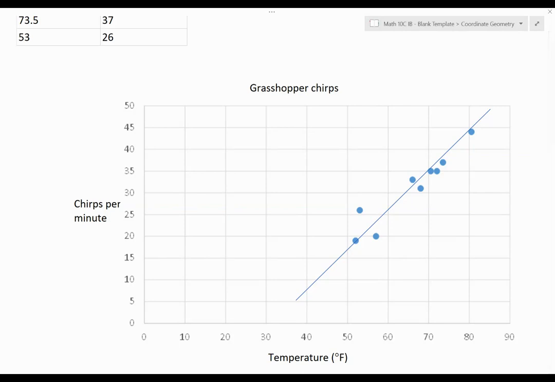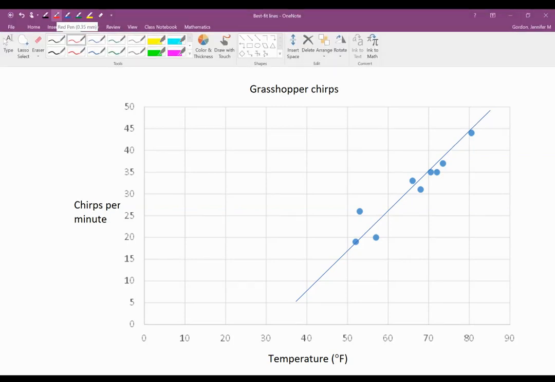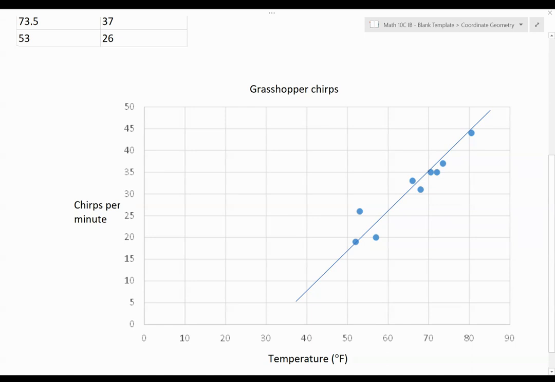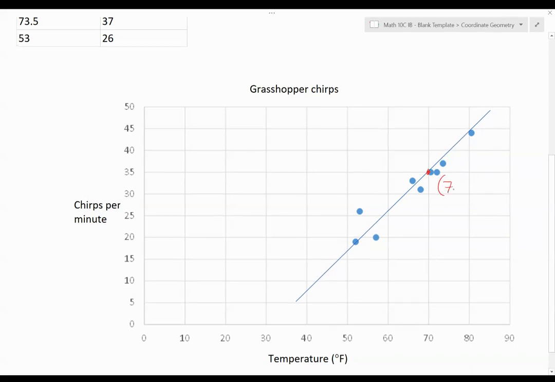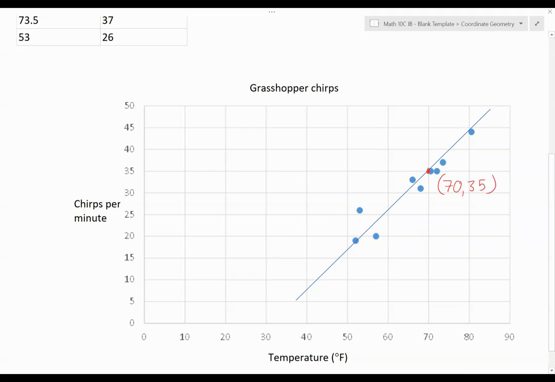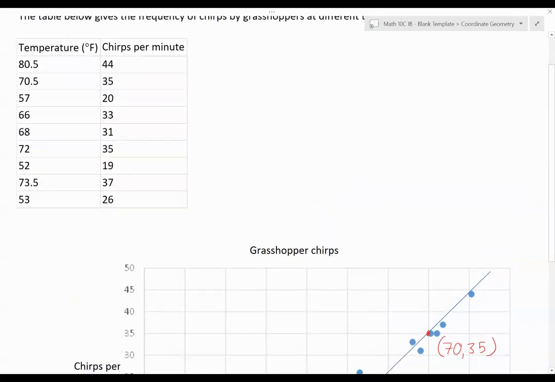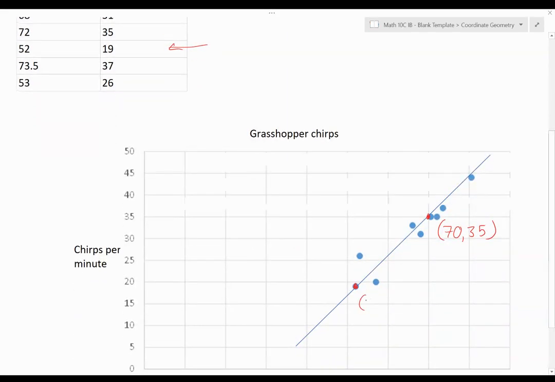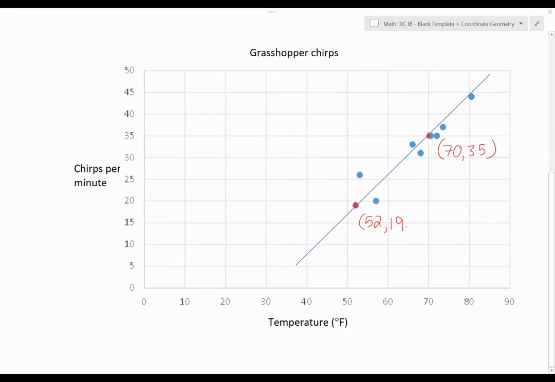This isn't a perfect grid, so it's not entirely accurate in terms of being able to tell exactly what the coordinates are. But this point right here is pretty close to being able to estimate that it is the point (70, 35). And then this point down here is on the line, the point that is the lowest temperature, so (52, 19). That's this point right here. So with those two points, I could find an equation for this line of best fit.